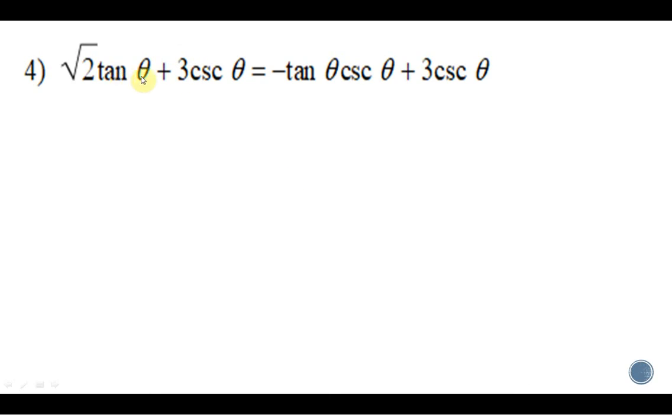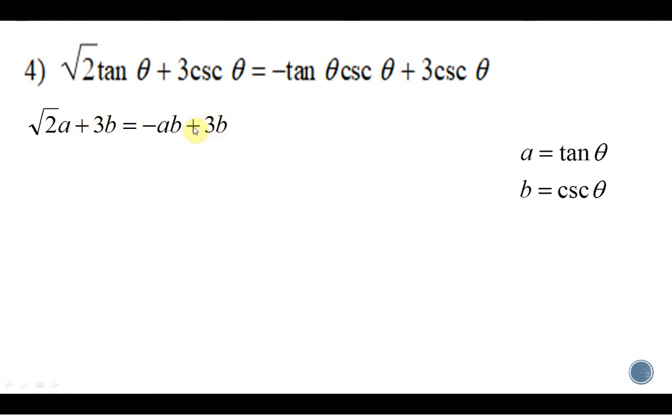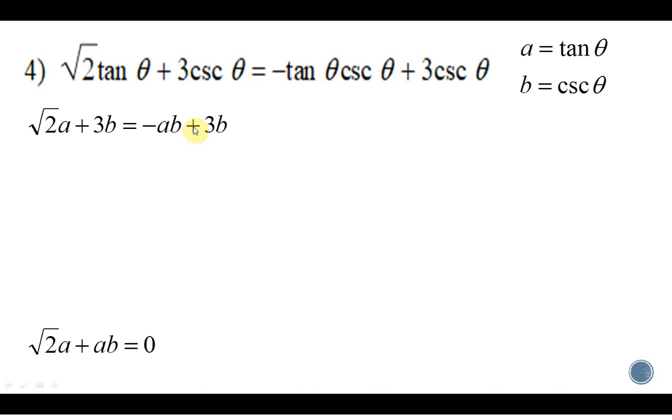So we have a tangent, a cosecant, a tangent, a cosecant, a cosecant. So again, if it's easier for you to see it, switch it to a's and b's, x's and y's, smiley faces and sunflowers. It really doesn't matter. It's just a variable. So now I can see it way easier here. I have the same thing on both sides of the equation.